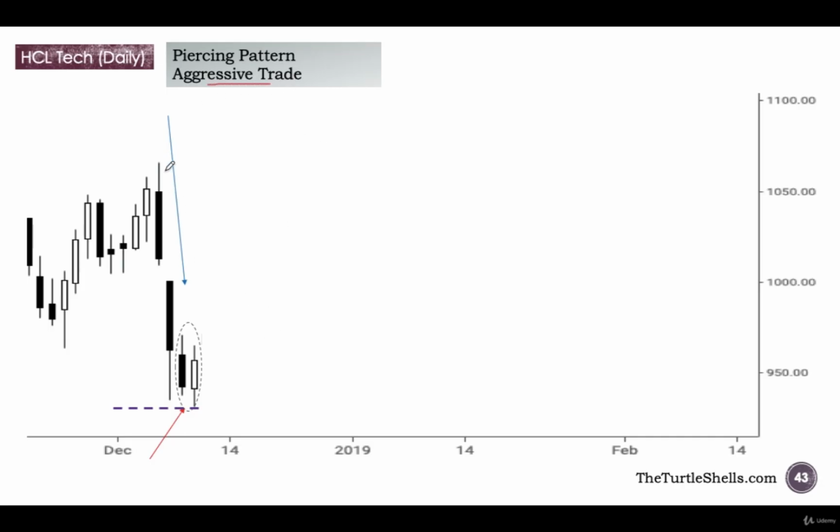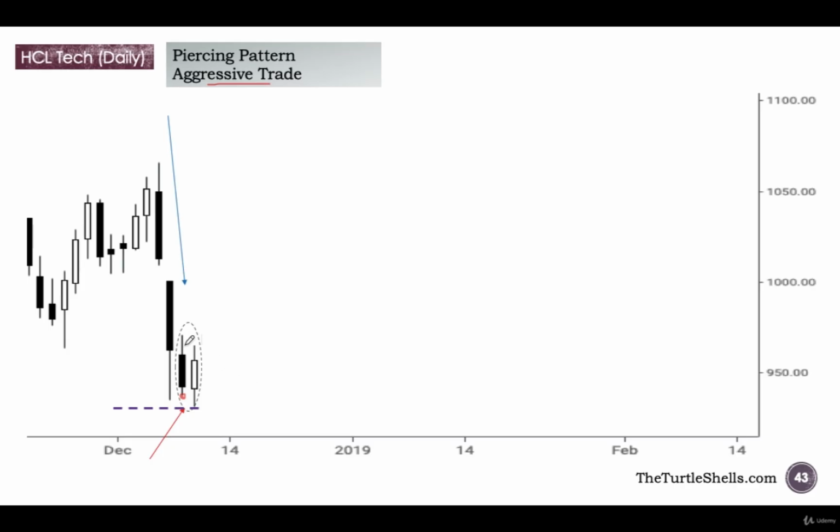Okay. So there is a steep downtrend and you have a piercing pattern pointed by this oval shape. Not a perfect piercing pattern because the opening of the white candle is not below the low of the prior black candle. So it is not a perfect piercing pattern.